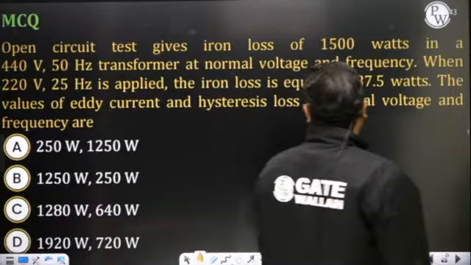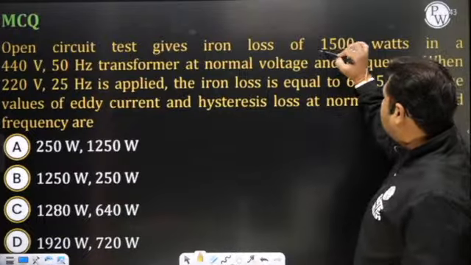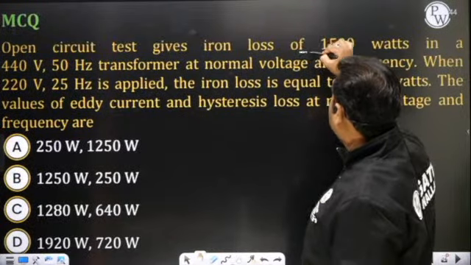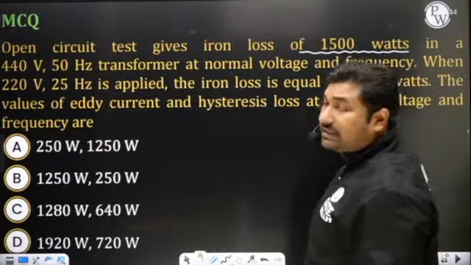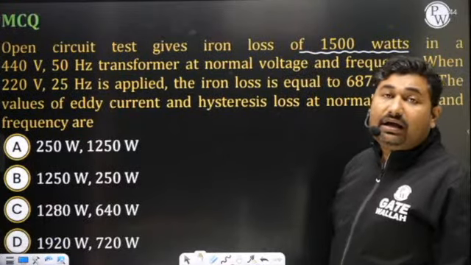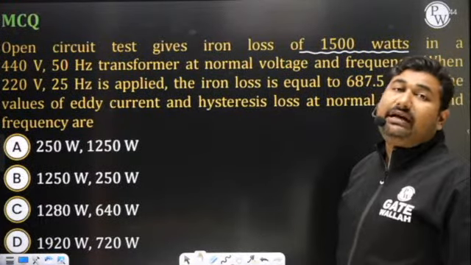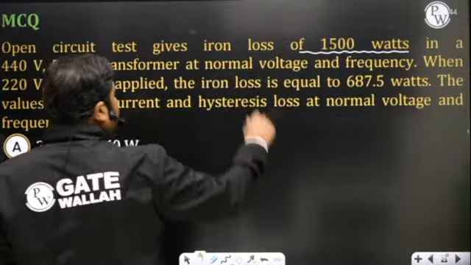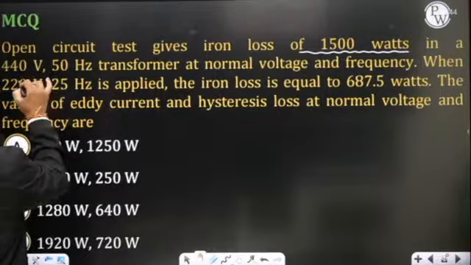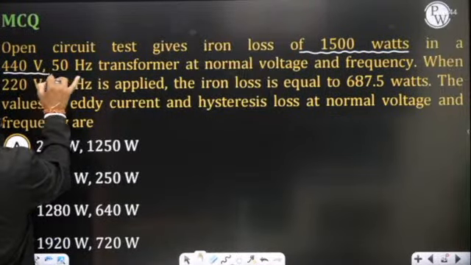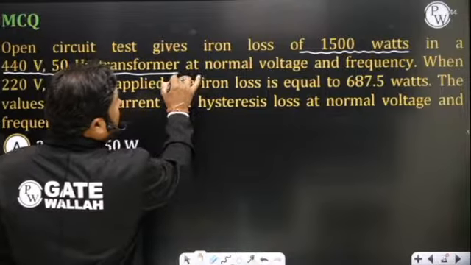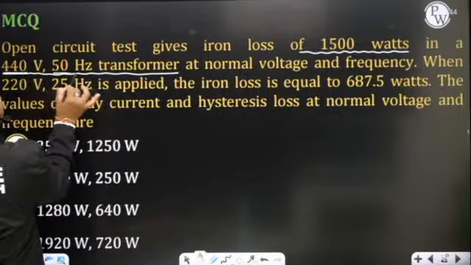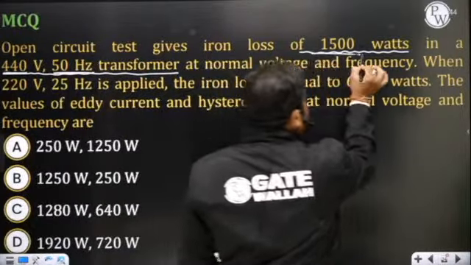Please see, an open circuit test gives an iron loss of 1500 watt. Generally, we intentionally do the open circuit and short circuit test. In open circuit test, we intentionally do the testing by changing input frequency and voltage. Please observe, it gives a loss of 1500 watt in a 440 volt 50 hertz transformer at normal voltage and frequency. It means at rated voltage and rated frequency, 440 volt 50 hertz, the total loss is equal to 1500 watt.